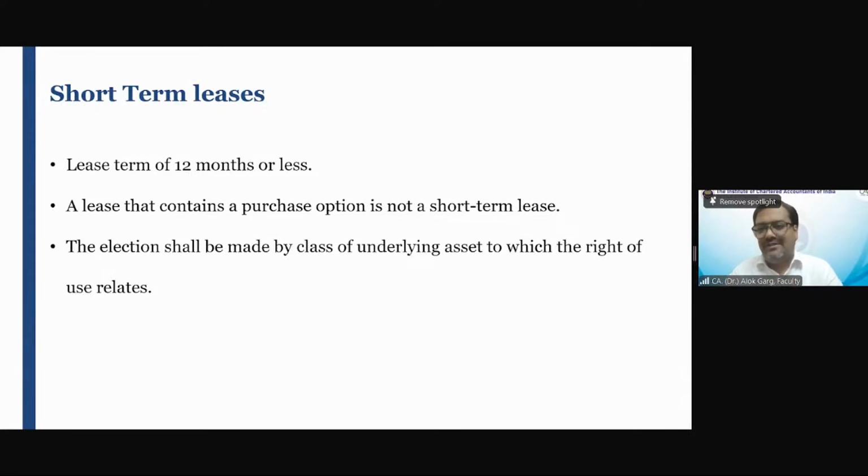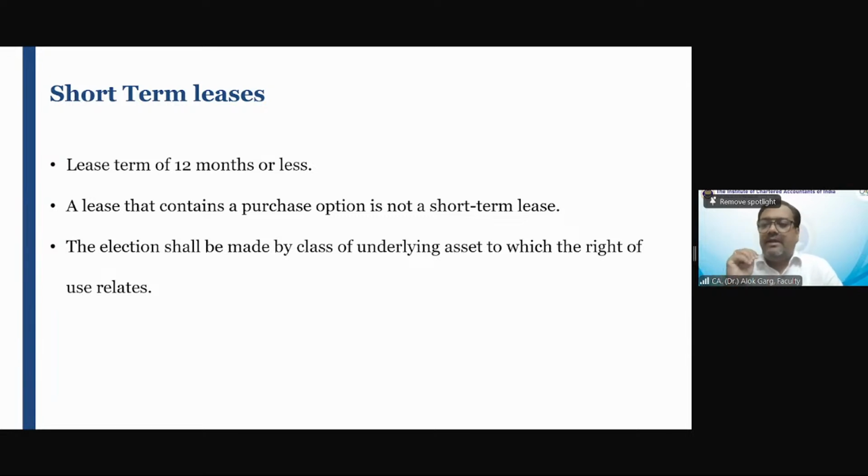Friends, first of all, this is an exemption. This is an option. If you want to avail, very good. If you don't want to avail, very good. So what is a short-term lease? A short-term lease is a lease where the lease term is 12 months or less. Whether you want to avail the short-term lease exemption has to be decided by the class of underlying asset. What does it mean by the class of underlying asset?